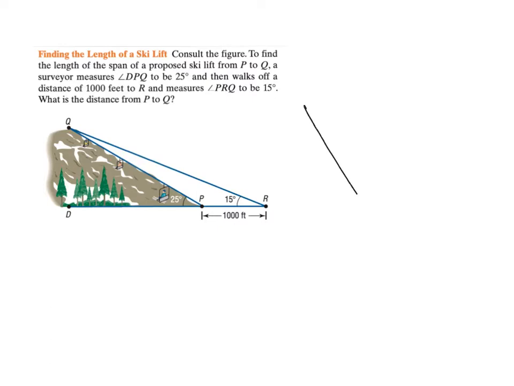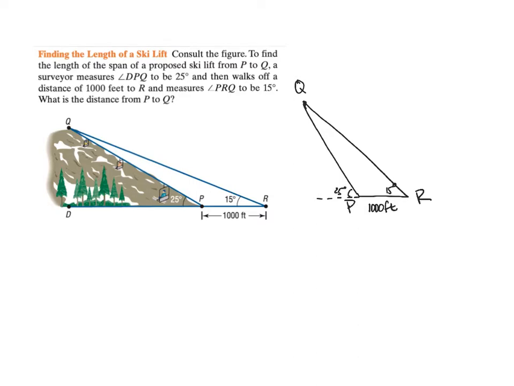I know it's not exactly to scale, but I'm going to draw in everything that I know. Okay, so here is Q, here's R, here's P. We know that this length right here is 1,000 feet. Angle R right here is 15 degrees. And then we have 25 degrees, but it's not inside the triangle, it's right here, 25 degrees.